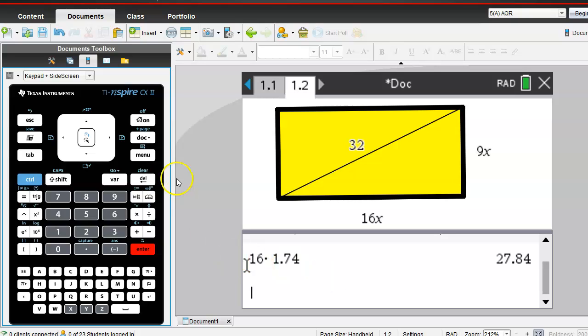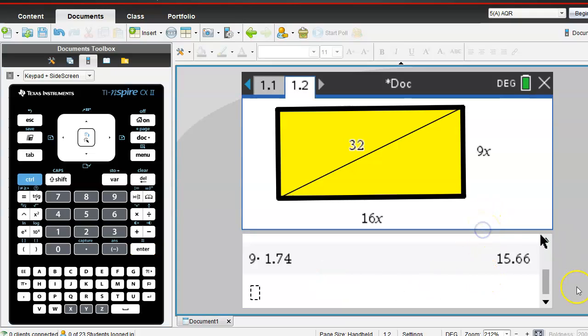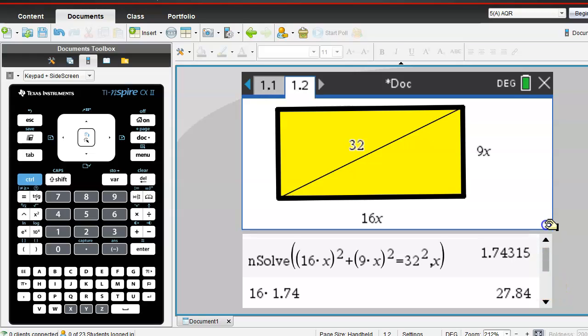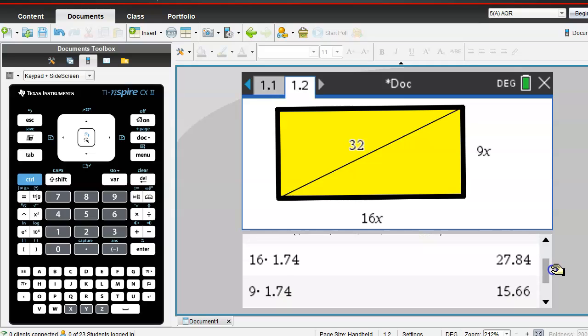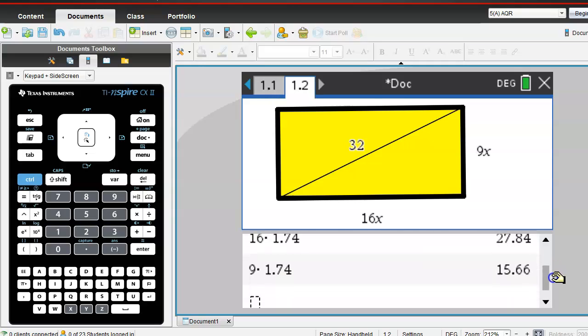And then let's get my height. 9 times 1.74. Multiply that. That gives me my height. So to find my area, I would just simply multiply these two numbers.